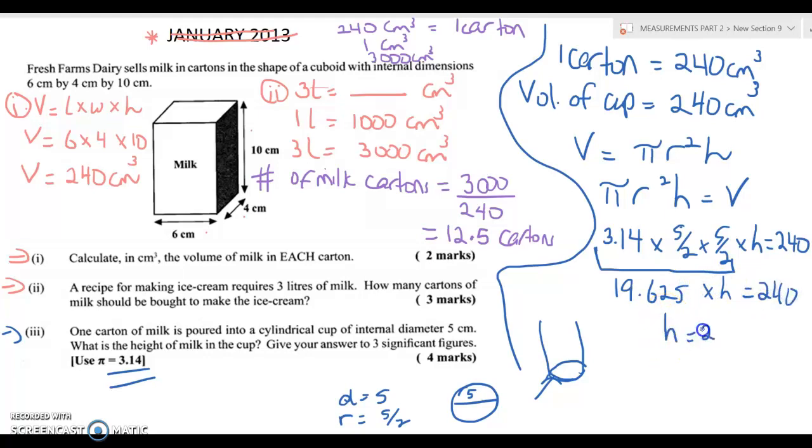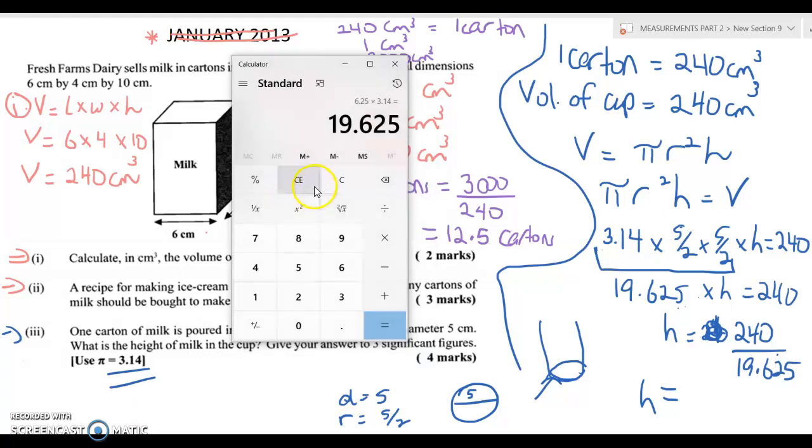So my height would be 240. So I'm just going to go over that because something happened just now with the recording. So yes, for here now, we multiply 3.14 by 5 over 2 by 5 over 2, we got 19.625 times h, and that's equal to the 240. So h alone is equal to 240, and the opposite of multiplying by 19.625 will be division by 19.625. And I just use a calculator to work that out. So on a calculator, you just punch in 240 divided by 19.625, and you will get 12.2.